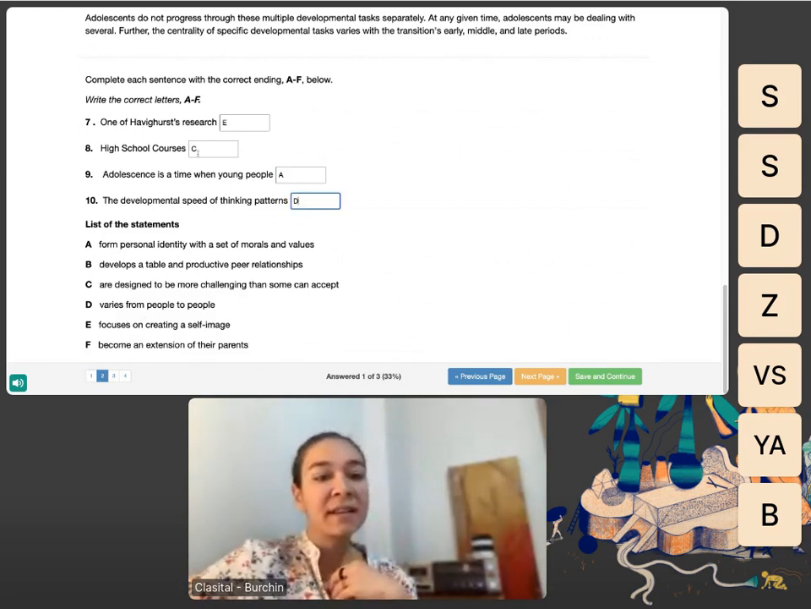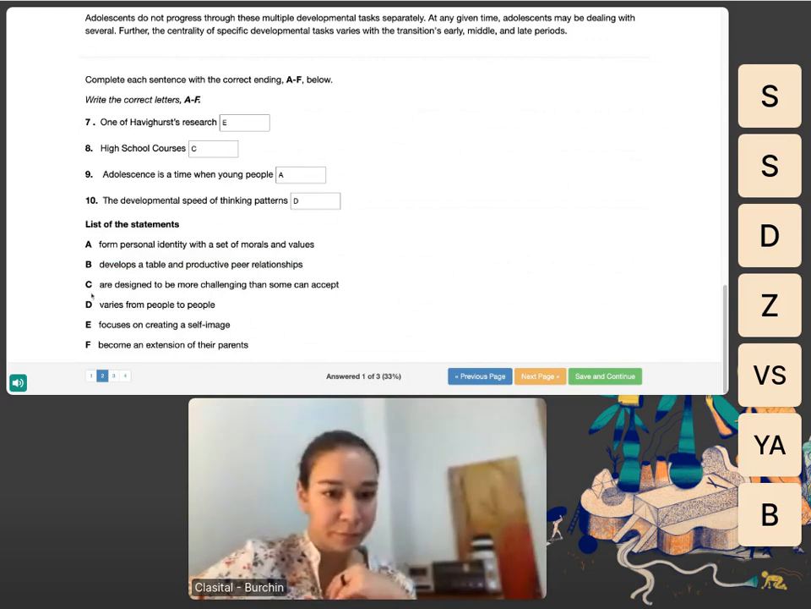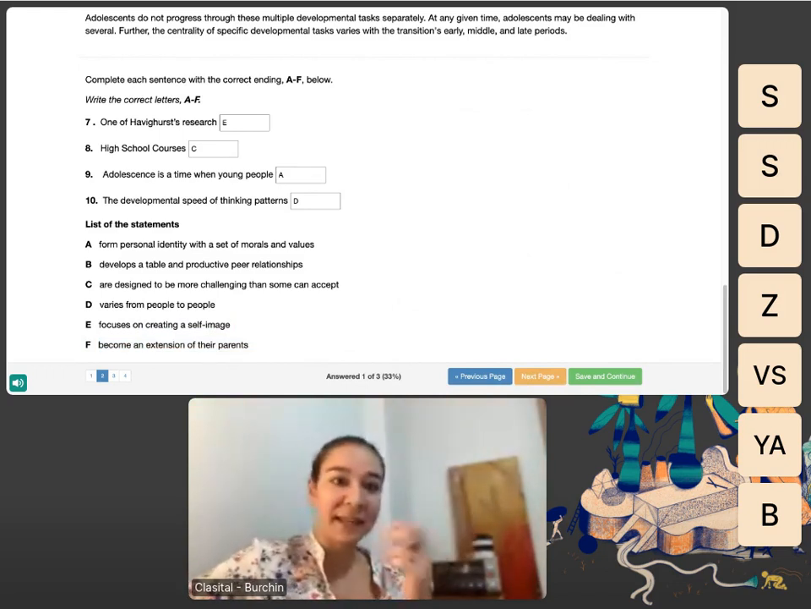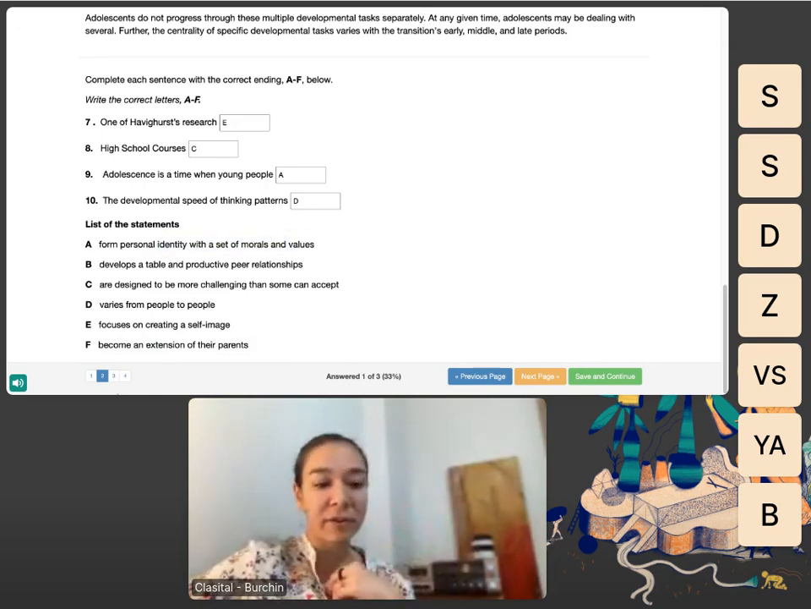I think we are okay. And in that time, let me see. We eliminated E, we eliminated C, and we eliminated A. Let me see. The developmental speed of thinking patterns develops stable and productive peers. No. Varies from people to people. Focuses on creating a self-image. The developmental speed of thinking patterns focuses on creating self-image. No, it was already eliminated. Become an extension of their parents. It can't be. So logically, my answer is D, because the other options are eliminated already.